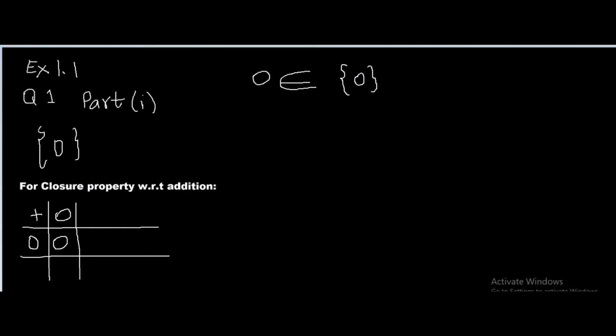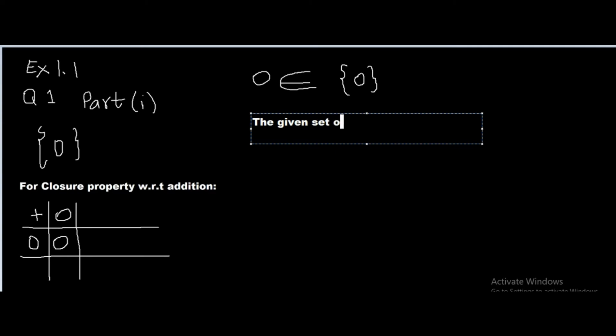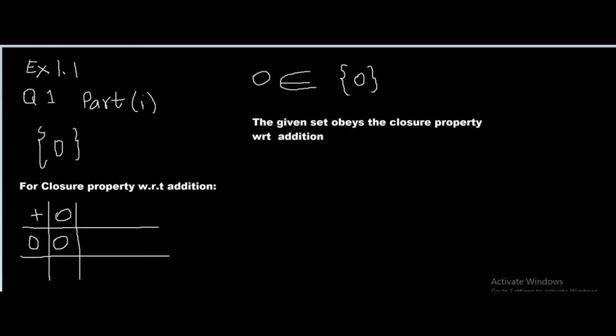So you can say that there is no other result, therefore you will be considering this and writing the given set. Since all of the members are found in this set, the given set obeys the closure property of addition, or with respect to addition. So this was the first answer of the first part.